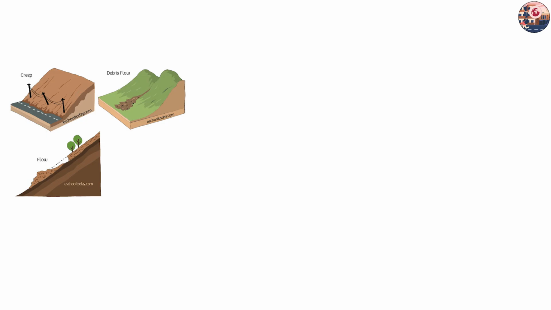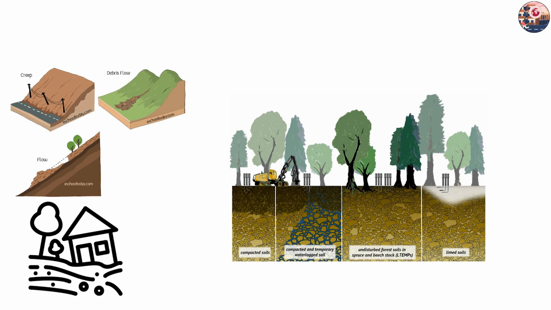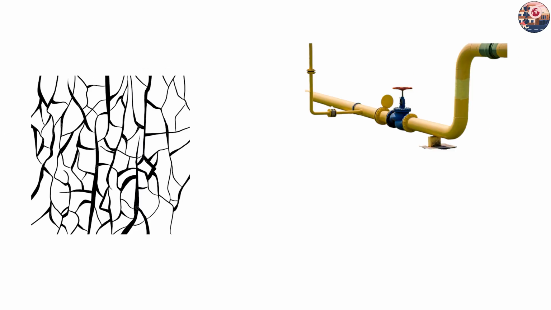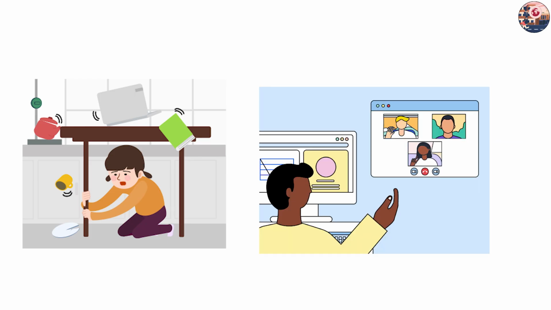Other secondary effects include landslides, liquefaction, when saturated soil temporarily behaves like a liquid, ground fissures, fires from ruptured gas lines, and aftershocks that can damage already weakened structures. These cascading hazards often cause more casualties and damage than the initial shaking itself, which is why earthquake preparedness also involves planning for these related disasters.